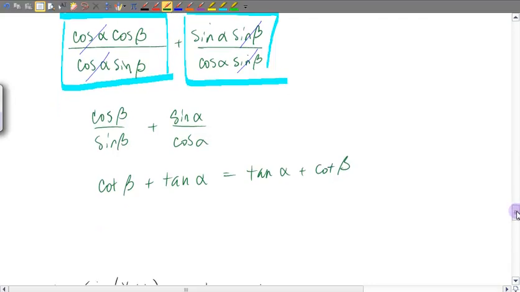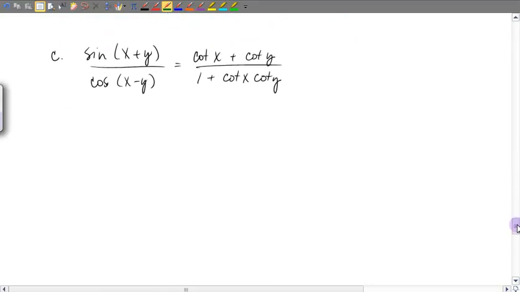Let's look at one last example together. This example says the sine of x plus y over the cosine of x minus y equals the cotangent of all of this stuff over here on the right. So let's see how we can verify this identity.